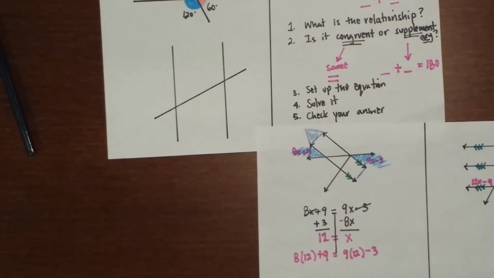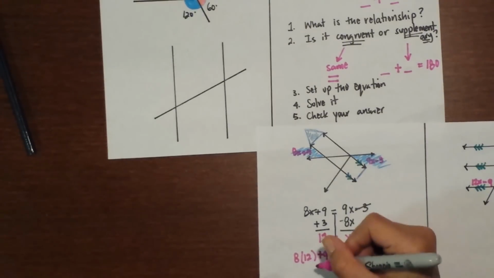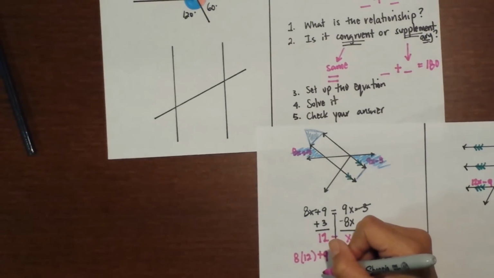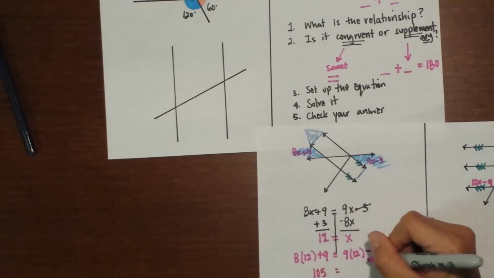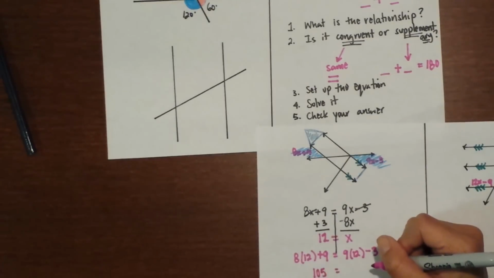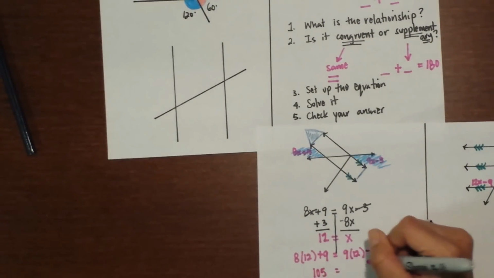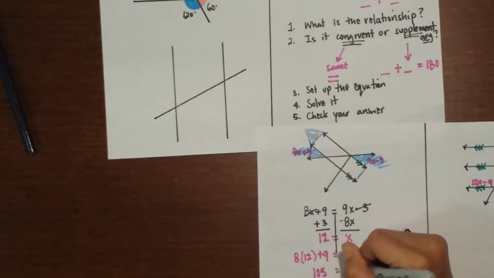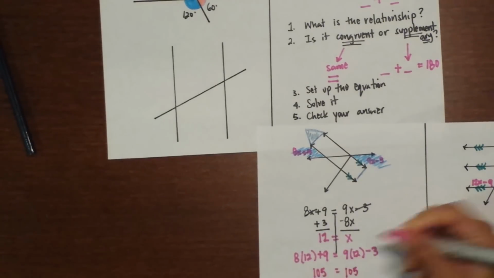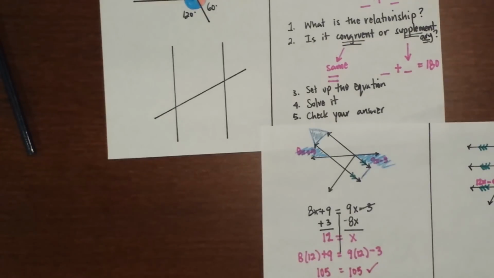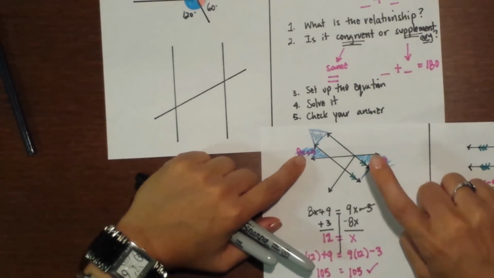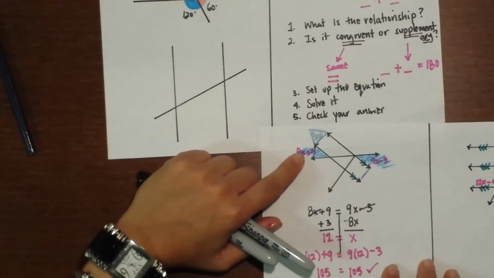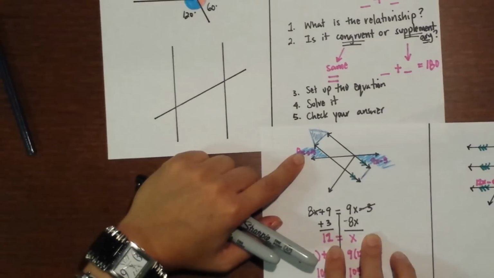Okay, so 8 times 12 is going to be 96. 96 plus 9 is going to give me 105. Then on this side, I have 9 times 12, which is going to give me 108. 108 minus 3 is also going to give me 105. Look at that. They're equal to each other. Remember, we said that these angles are equal to each other because they're not consecutive or linear pair. So I must have done this correctly. I got the answer x equals 12.